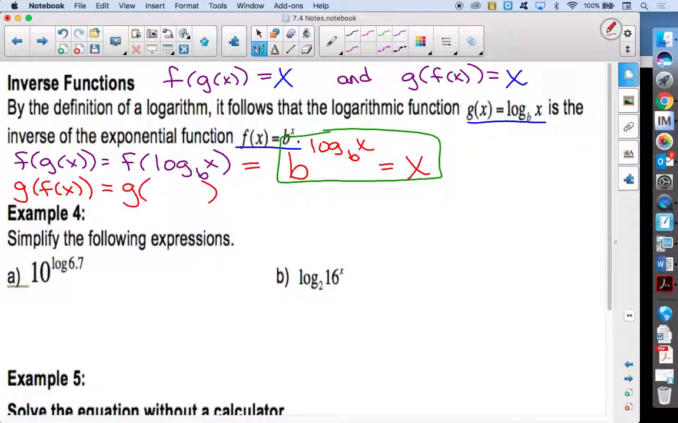So working through the same way. You take out the middle function, the inside function, replace it, so f of x is b to the x, so we're replacing f of x. And then in the g equation, which is the log, instead of this x, we're replacing it with whatever's in the parentheses. Well, that happens to be b to the x.